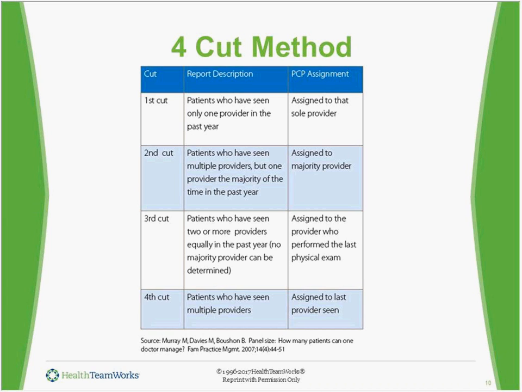Cut is patients who've seen multiple providers and they had a physical exam. So you assign them to the last provider seen. So I hear that the four-cut method seems to be, from our experience doing this over the last 5 years, the most simple, straightforward method that providers and practices and care teams can agree to.